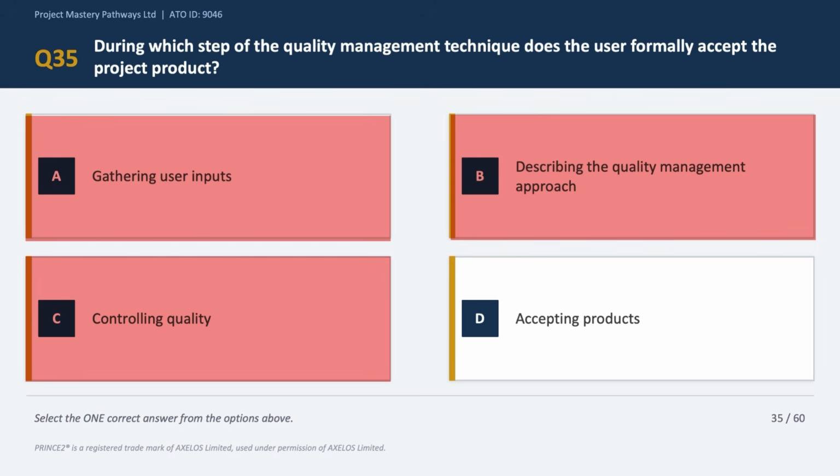It's part of the process that leads to acceptance, but the formal acceptance is a separate and specific step, which takes us to the correct answer to this question, which is option D, which is accepting products. And this is exactly where the user confirms the product meets their expectations and formally accepts it. Think of it as the handover moment for any project. Okay, the team delivers, the user accepts. So the correct answer is Option D. Next, let's move on.